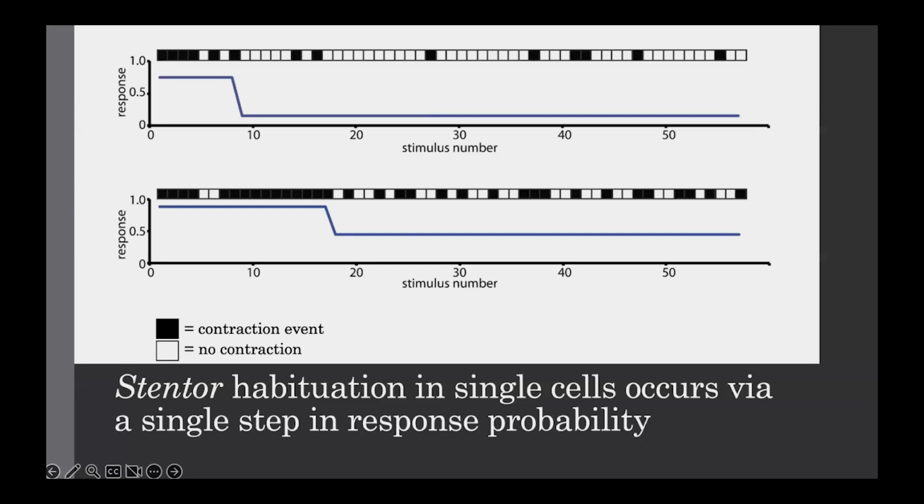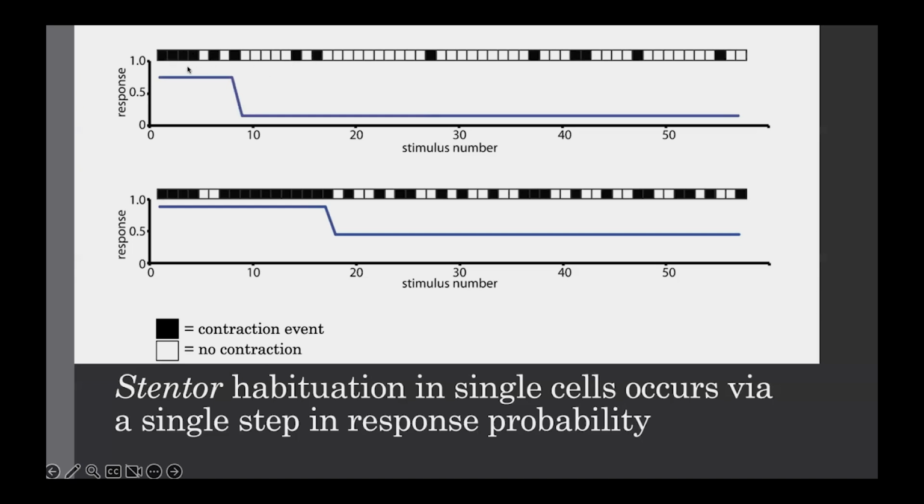So in each cell of the dish in the videos I showed you before, I looked at every single time point. Is the cell contracting or is it not contracting? And here are just two representative examples, two cells in the video I showed you before. On the x-axis, again, we have stimulus number, so the number of taps the cells are getting. And on the y-axis, we have probability of response. Each black square represents an instance in which the cell received a tap and contracted. And the white squares represent an instance where the cell received a tap and then did not contract. It remained in that extended state.